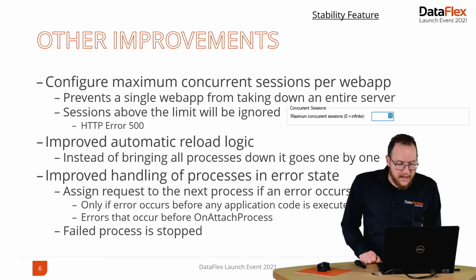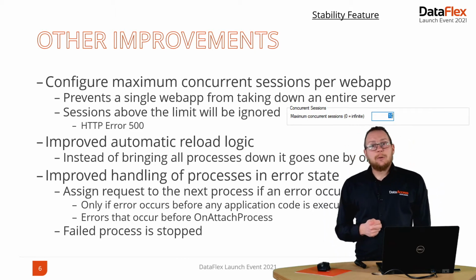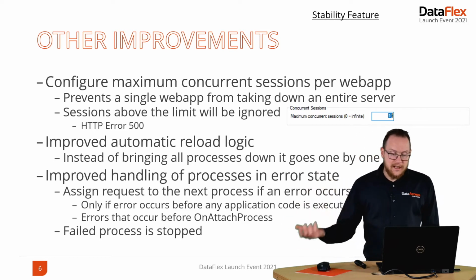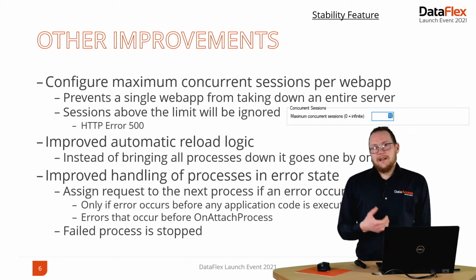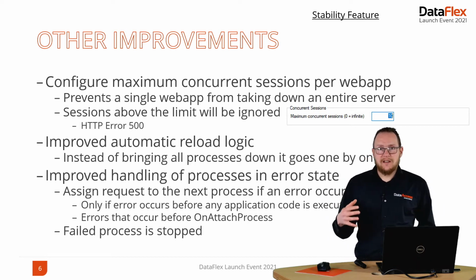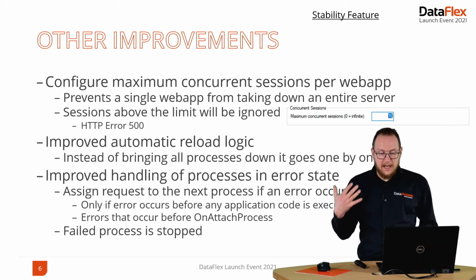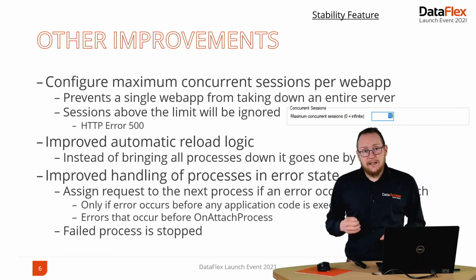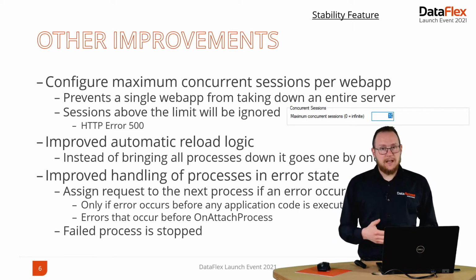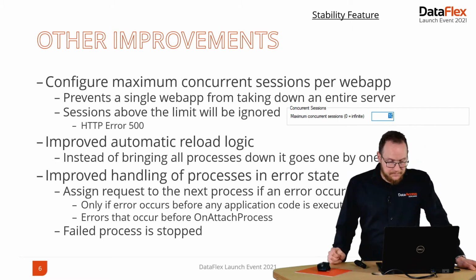Other improvements that we added is we duplicated the maximum concurrent sessions option. It was already available at server level, but now you can also set it per web app. And that basically allows you to ensure that one web app doesn't take down an entire server anymore. So basically you set a limit of the amount of concurrent sessions that this application will handle at the same time. And if it gets above that, it will just ignore all traffic that comes in above this limit.